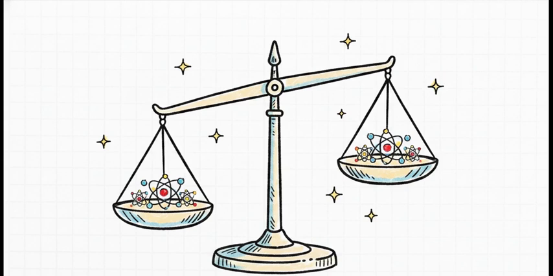Let's do a final check, nice and slow. We've got 3 irons on both sides, we've got 8 hydrogens on both sides, and drumroll, 4 oxygens on both sides. The scale is perfectly, incredibly, satisfyingly balanced.